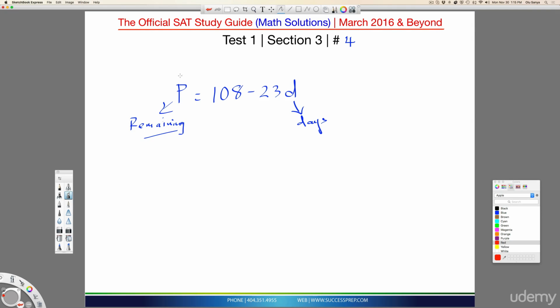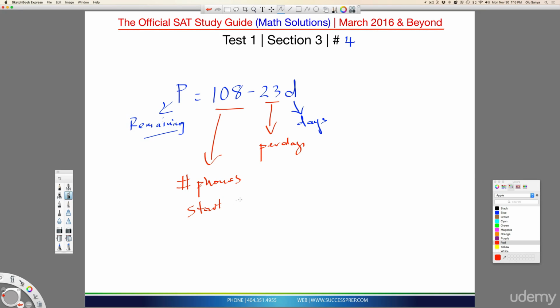Okay, if P is what is remaining, and there's a subtraction of two things here, this 108 minus 23D. If D is the number of days, it seems like this 23 is how many phones she fixes per day. So this is her per day number of phones she's fixing, which is why that's connected to the number of days. So for example, if she works for 3 days, then she's fixing 23 phones per day times 3. But we're subtracting them from 108 because 108 represents the total number of phones she started with.